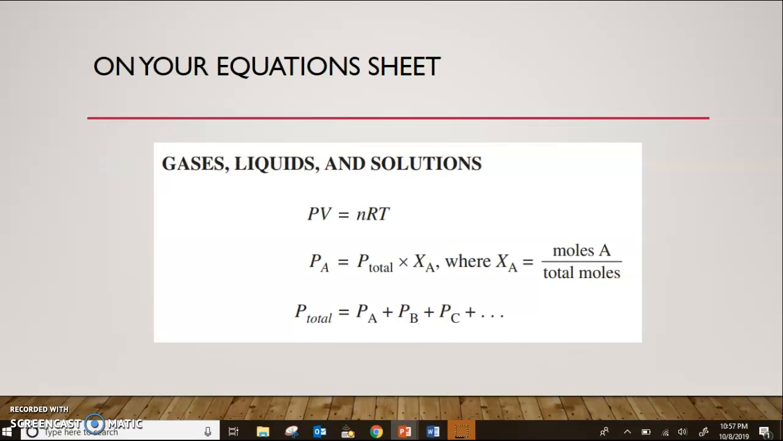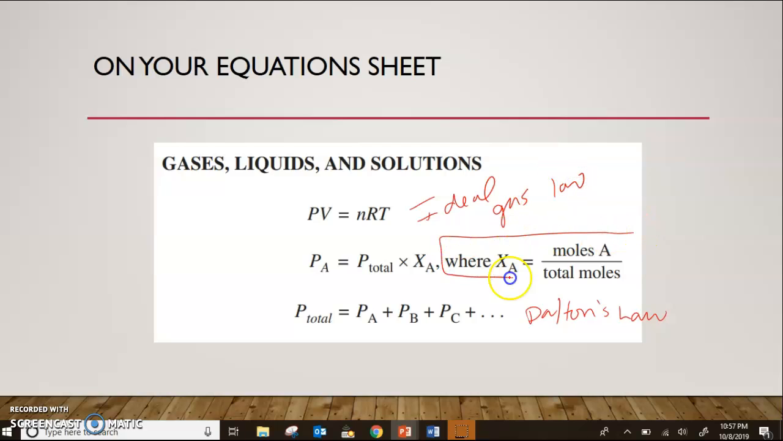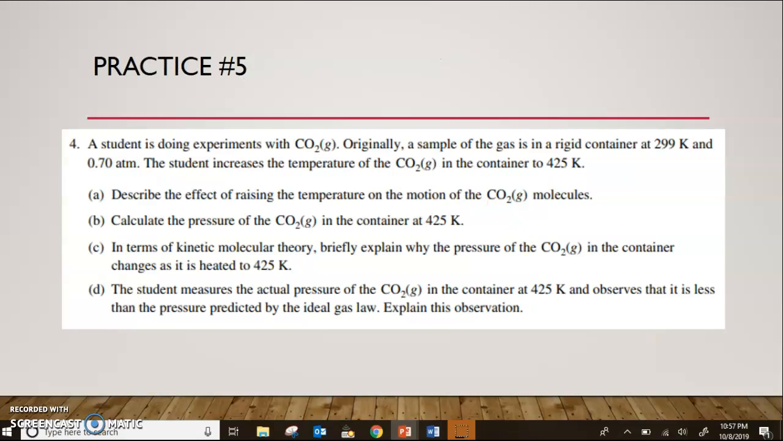Okay, on your equation sheet, here's Dalton's law of partial pressure for you. Here's the ideal gas law, which we'll talk about tomorrow. And here's your mole fraction right here. Okay, you can rearrange that however you need to, but it gives you, if you are looking for the partial pressure of thing A, it's P total times your mole fraction. So that's on your equation sheet. You don't need to memorize that. Just go to your equation sheet and find it.